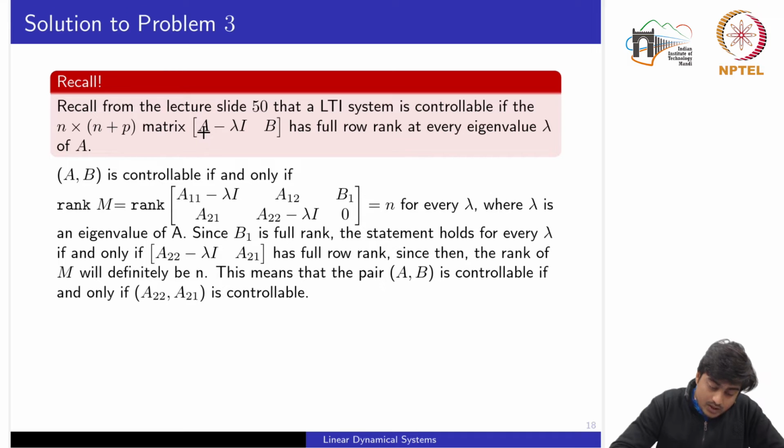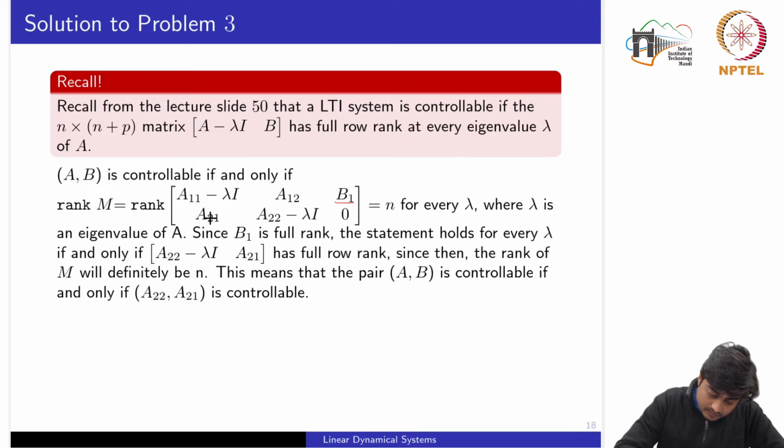Now if we substitute our partitioned A matrix and the partitioned B matrix, which is given in the problem, let's call that matrix M. So that matrix we would obtain as this one. Here one important thing to notice is that B1 is already assumed to be a full rank matrix. Now if B1 is full rank, the rank of this matrix would be full rank, which definitely would be less than n. Right?